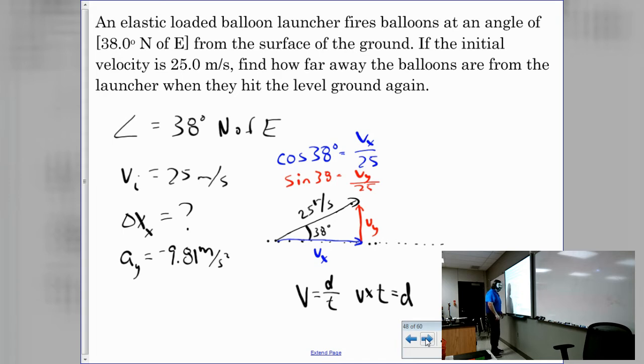Okay, let's go ahead and solve those. Cosine of 38 times 25 is 19.7. So this is 19.7 meters per second. I'll write it up here as well. And the velocity in the y is sine of 38 degrees times 25. It's 15.4.